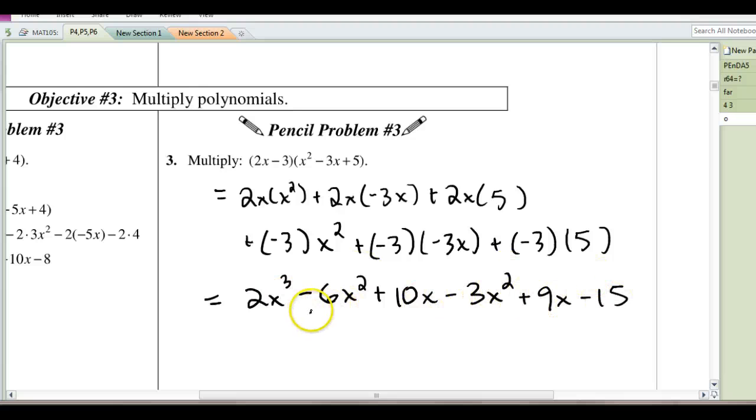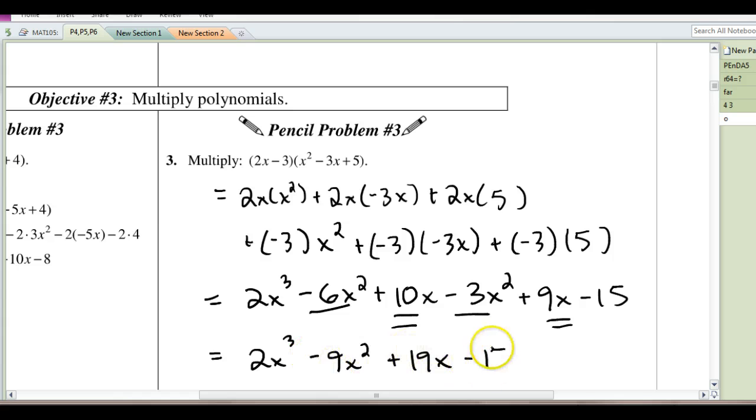And again, look for our like terms. So 6x squared and minus 3x squared, 10x and 9x. So we end up with 2x cubed minus 9x squared plus 19x minus 15.